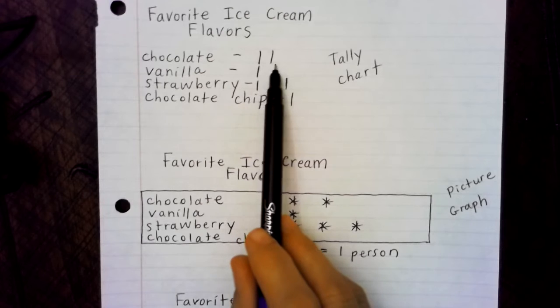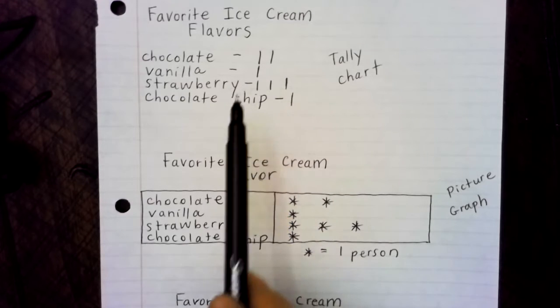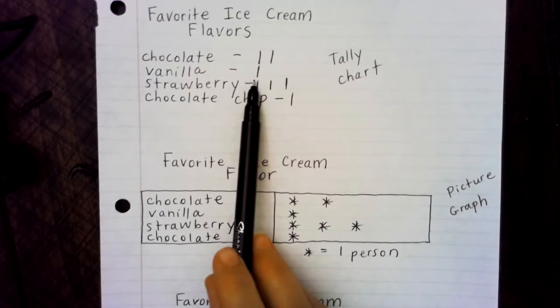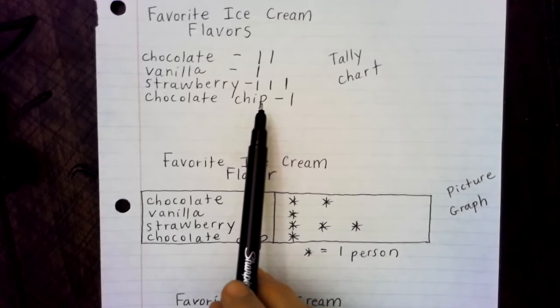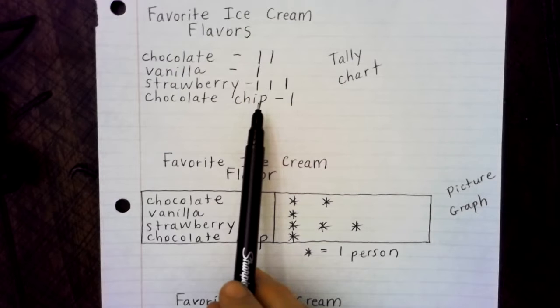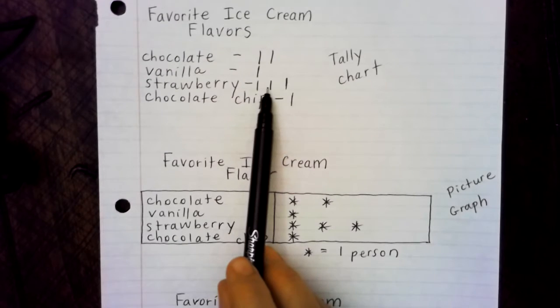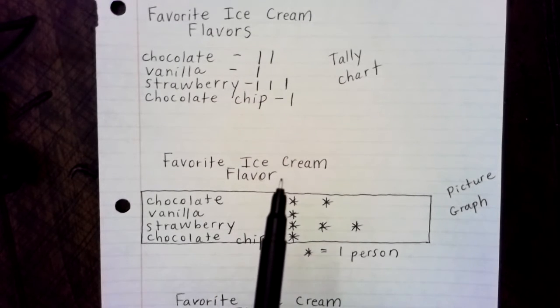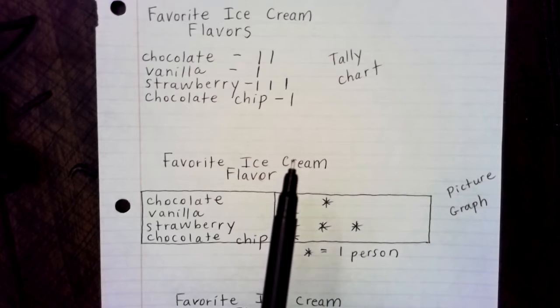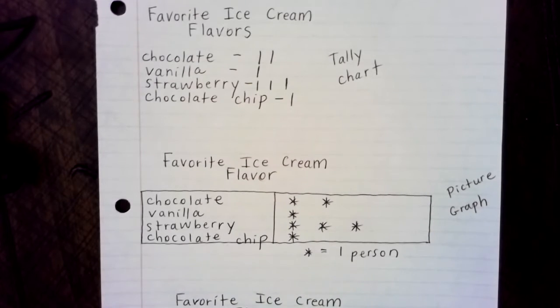I would put 2 tally marks for chocolate. And my sister really likes vanilla, so I did a tally mark there, 1 for vanilla. And then my mom, uncle, and grandma really like strawberry, so I did 3 tally marks for them. And then my aunt likes chocolate chip, so I did 1 tally for her. Okay, after I've surveyed some members of my family and found out their favorite ice cream flavor, I can use that information to create a graph.